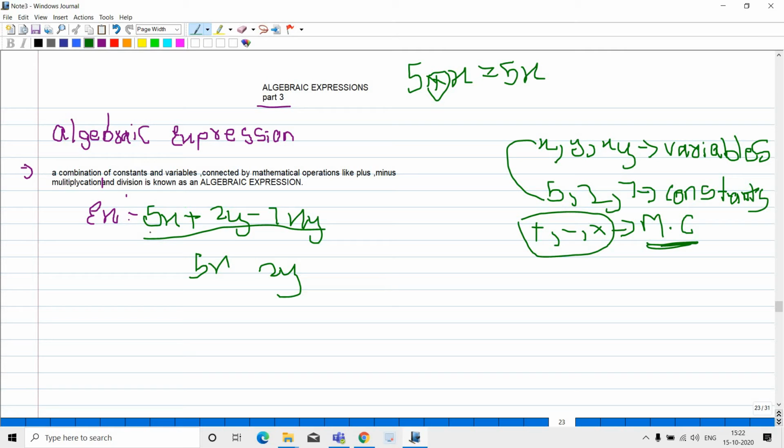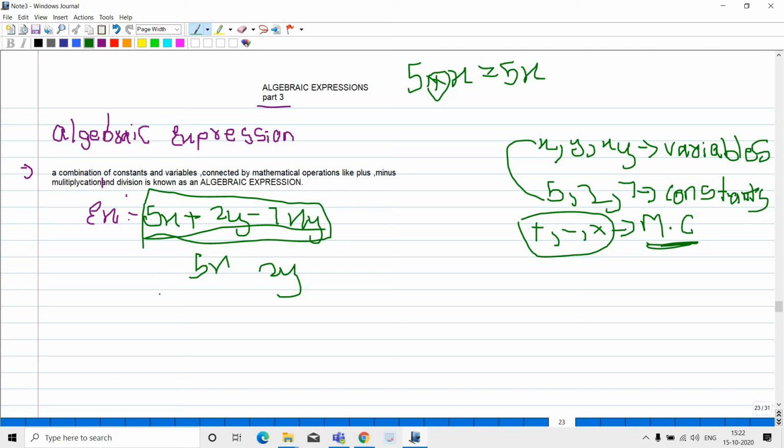Here the plus symbol is connecting 5x and 2y, and the minus symbol is connecting 2y minus 7xy. Or else we can say that the minus symbol is connecting 5x plus 2y and 7xy. So like this, mathematical operations are connecting variables and constants. When there is a combination of variables, constants and mathematical operations, that time it is said to be an algebraic expression. So this expression is said to be an algebraic expression because it is combined with constants, variables and mathematical operations. So by this we can say it is an example for algebraic expression.